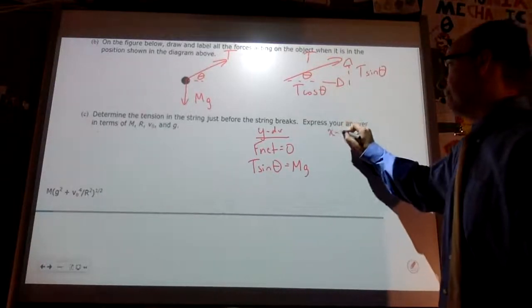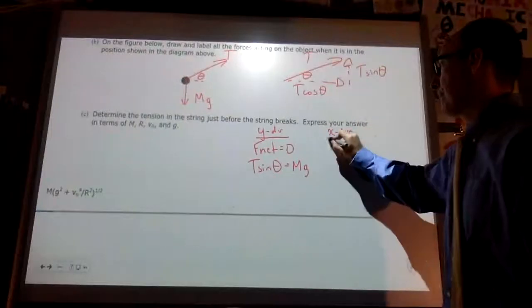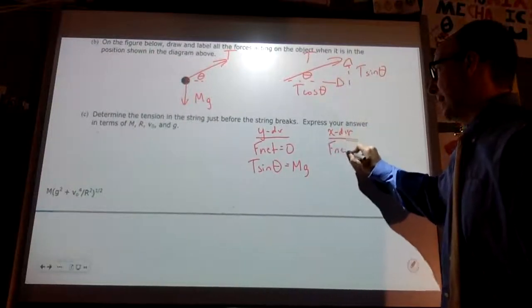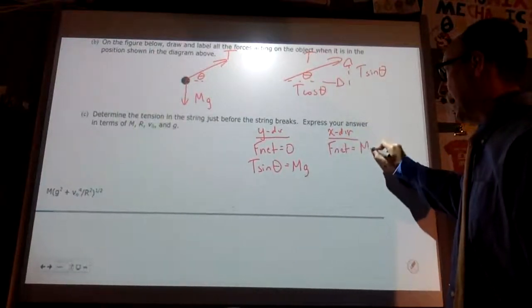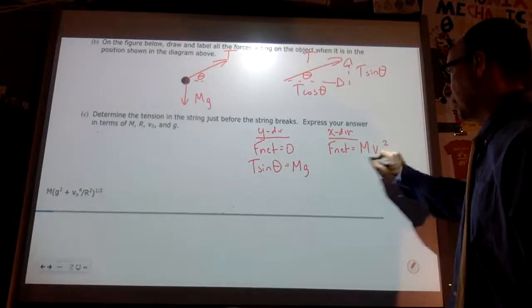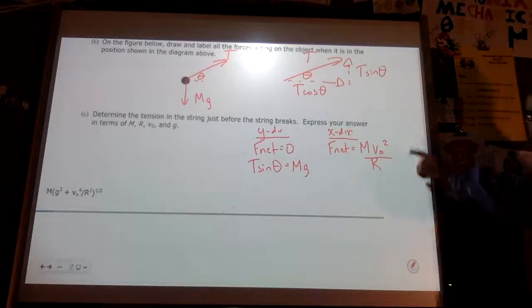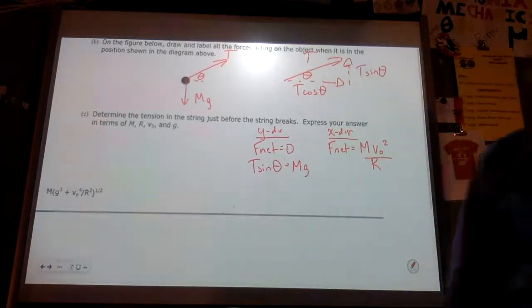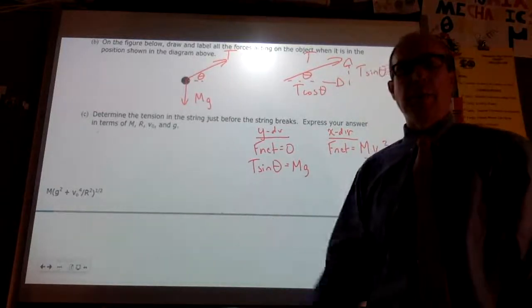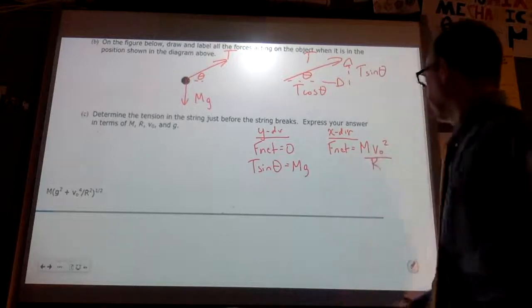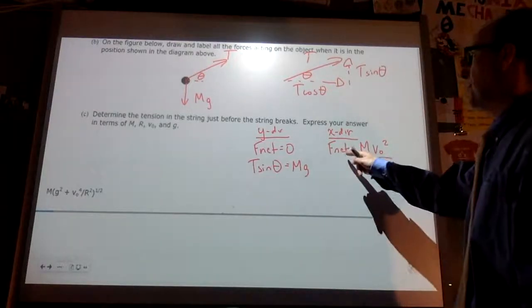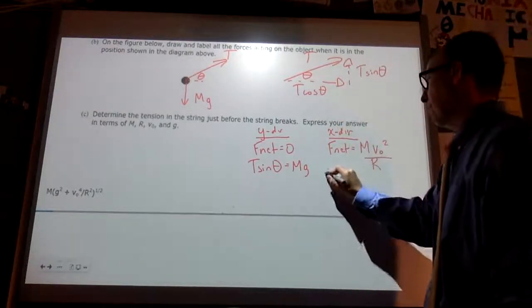X direction is going to be trickier. So I have F net equals m v naught squared over r. And again, I want to use their letters. So where v naught is our initial velocity, big M and big R are what they use. The force is T cosine theta.